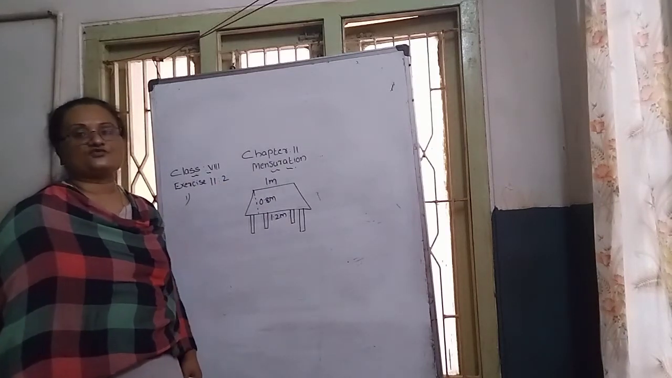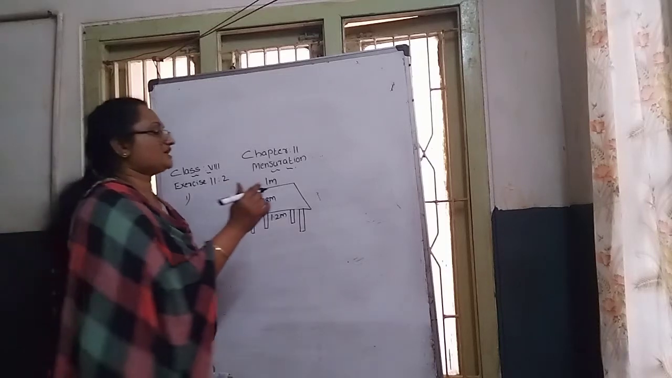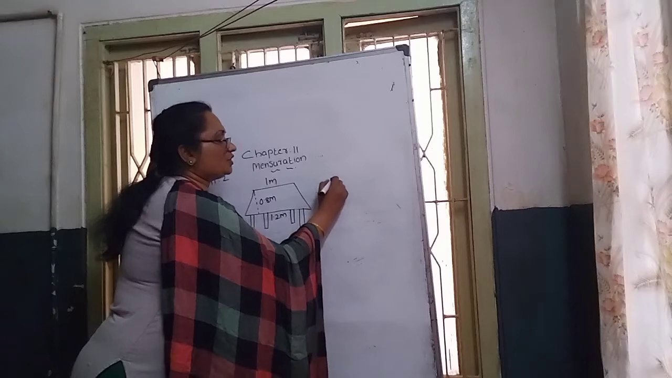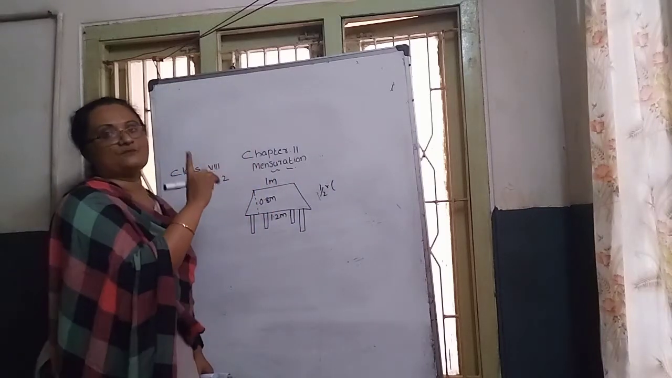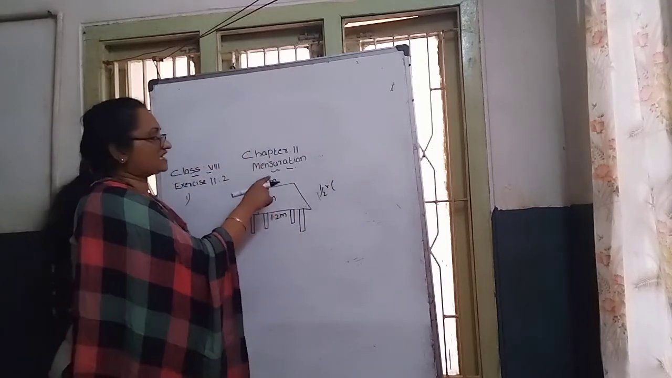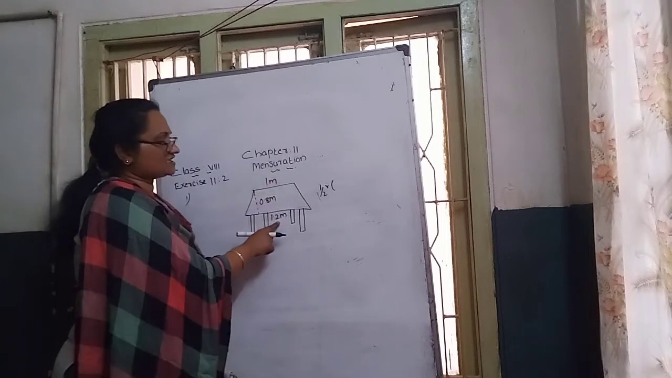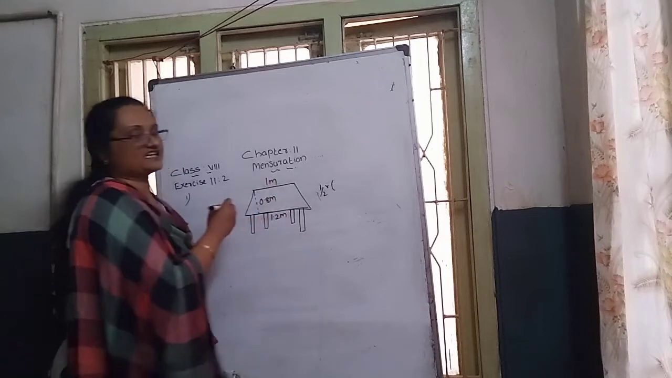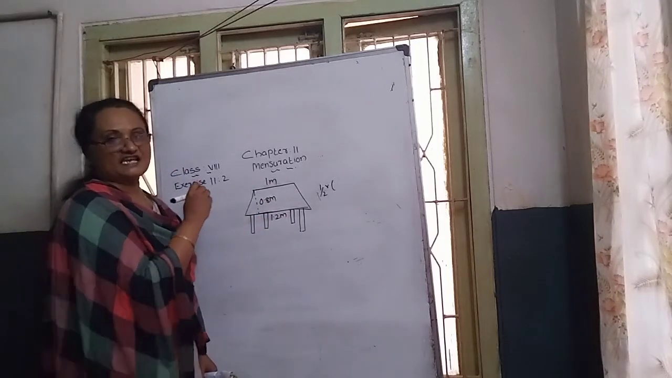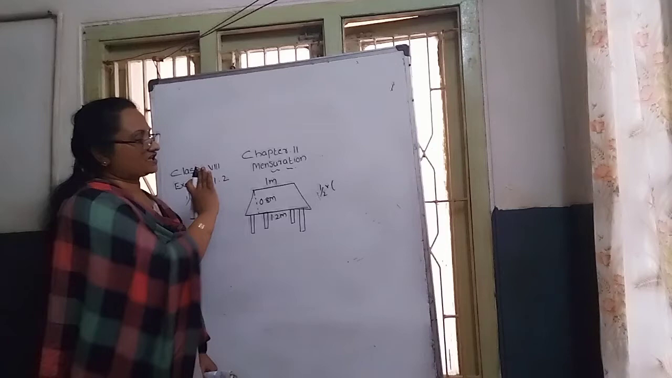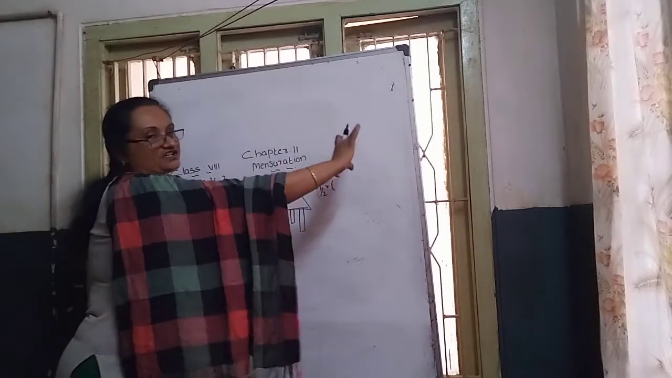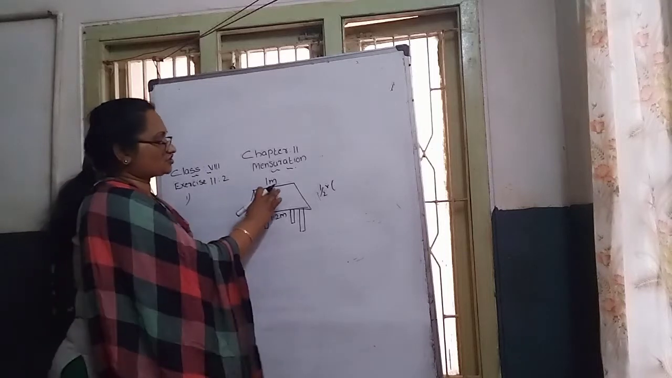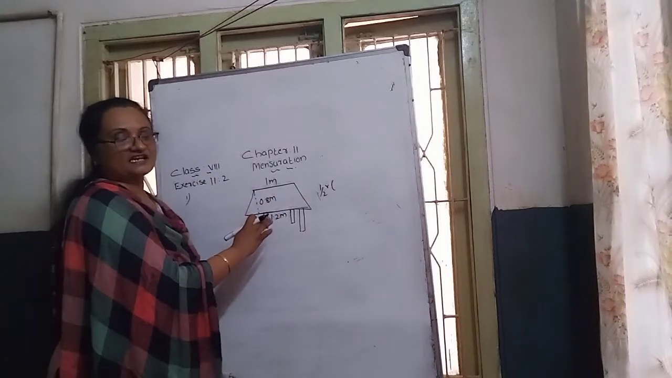What is the formula for finding the area of a trapezium? The area of a trapezium formula is half into the sum of these two parallel sides. We can consider this one as A and this line as B; these are the two parallel sides. Why are they called parallel? Because they never intersect. Anyhow, we can extend them to both sides and they never intersect. That's why we say these two lines are parallel lines.